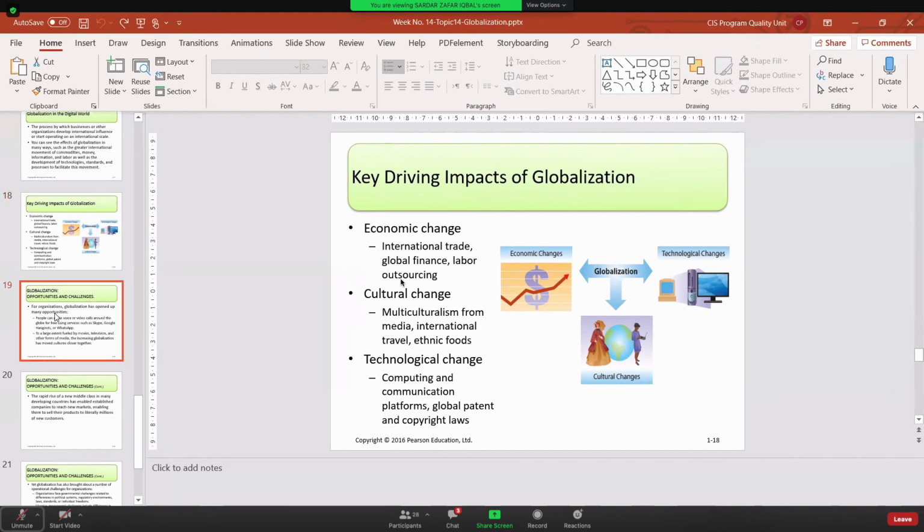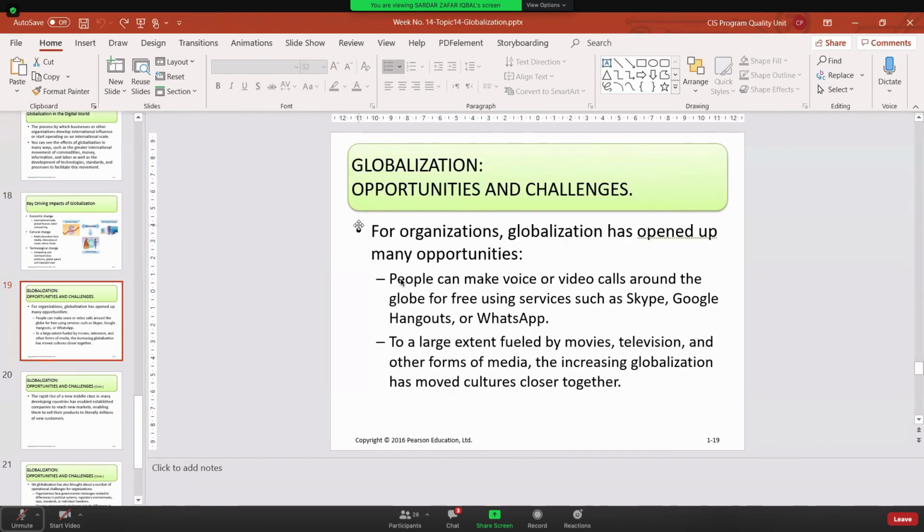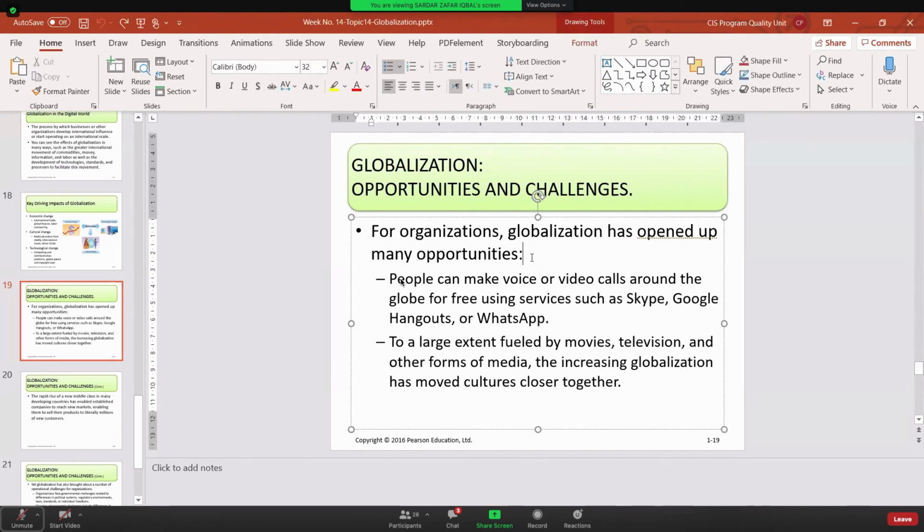Okay, this is slide number 19 now. We have 22 slides, so we can finish it today. Then opportunities and challenges for organizations. Globalization has opened up many opportunities. People can make voice or video calls around the globe for free using services such as Skype, Google Hangouts, WhatsApp. So these are the opportunities, very easy from the business point of view.